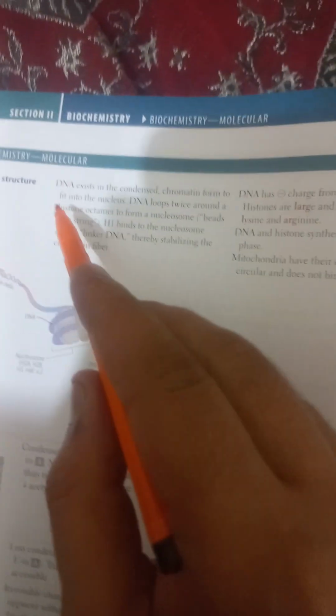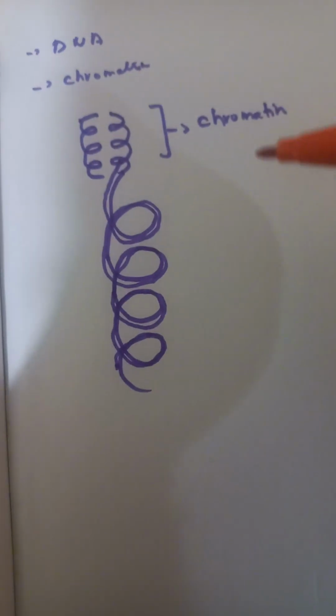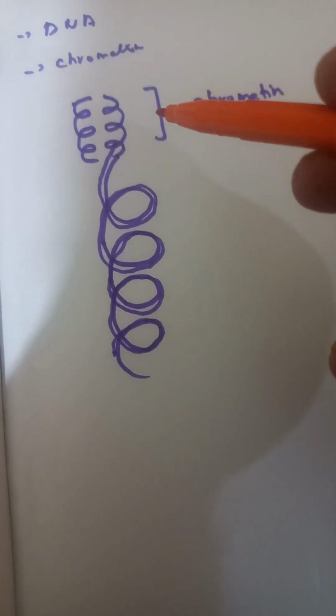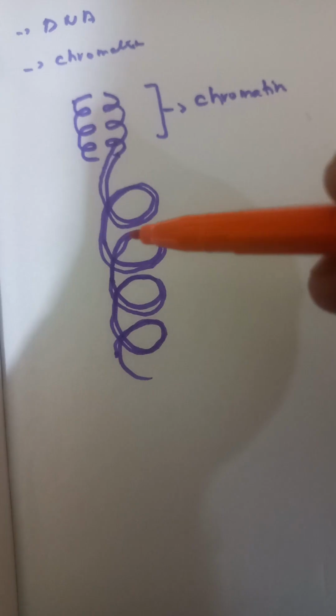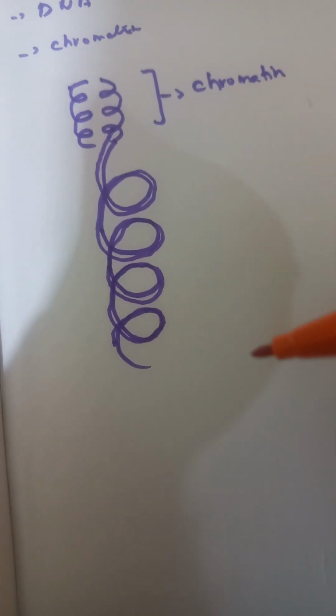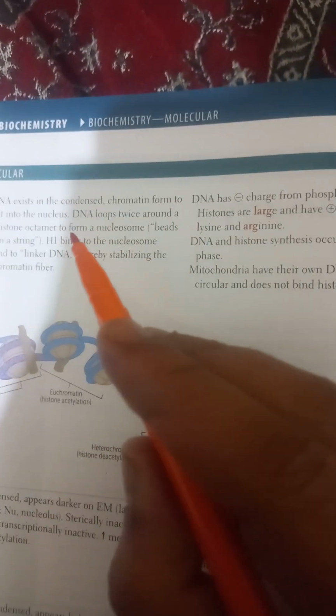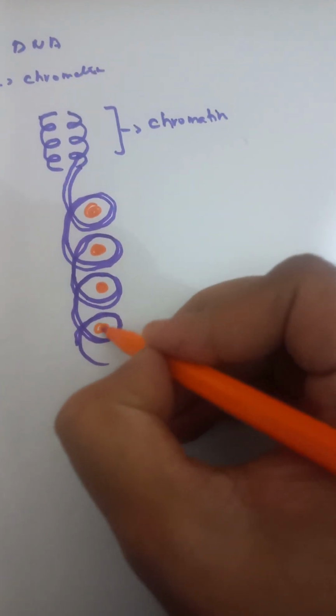Okay, it starts with DNA. DNA exists in condensed chromatin form to fit into the nucleus. So basically what is happening, DNA is coiling and is in condensed form. Why? So that it can fit into the nucleus. So what are these other things here? It loops twice around a histone octamer. So we have to make a histone octamer here. Where is the histone octamer? It is usually here. Okay, this orange colored is a histone octamer.